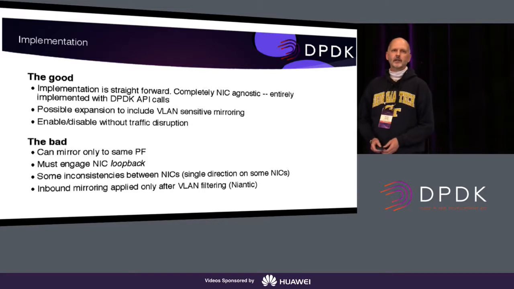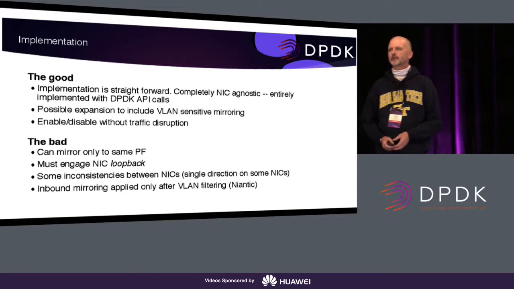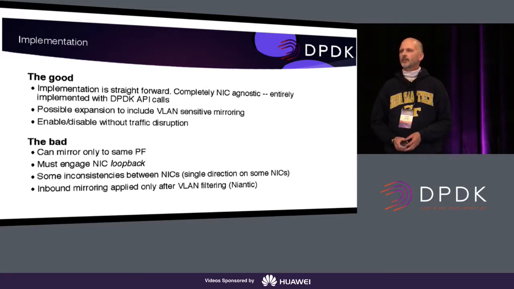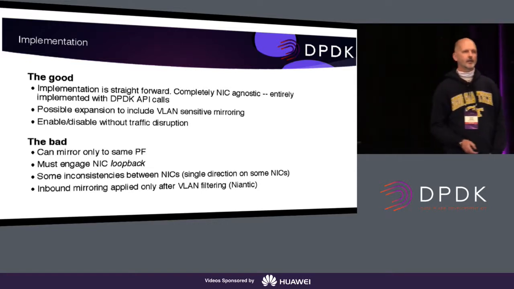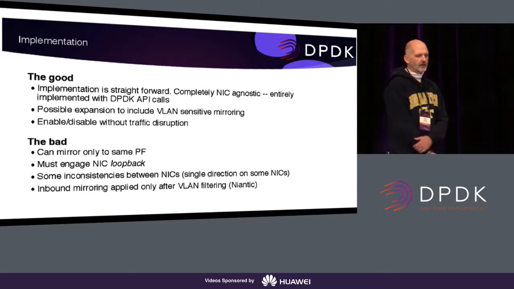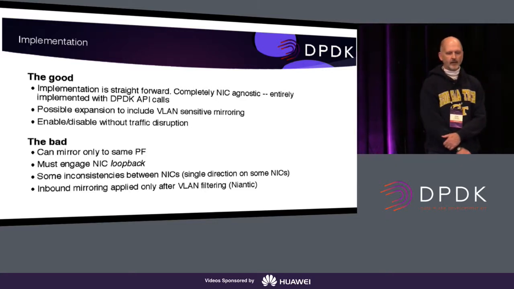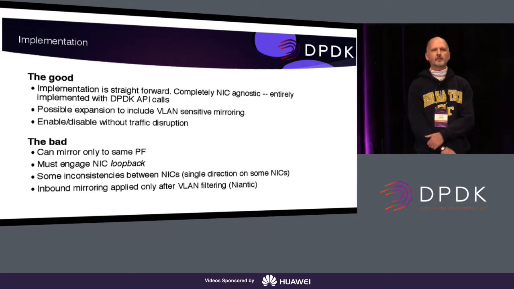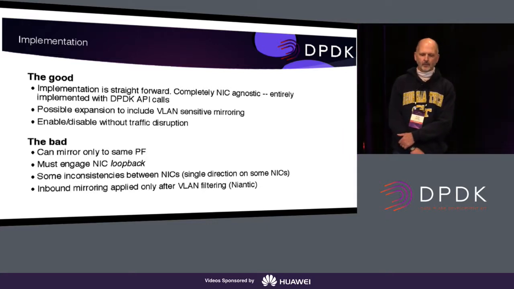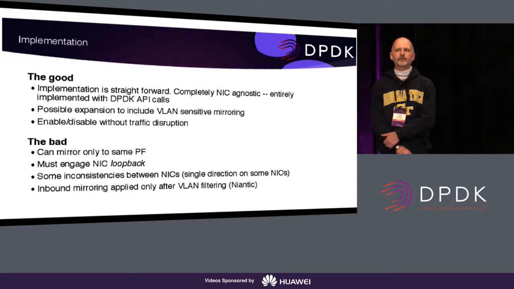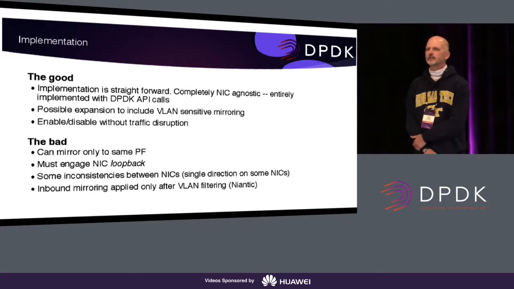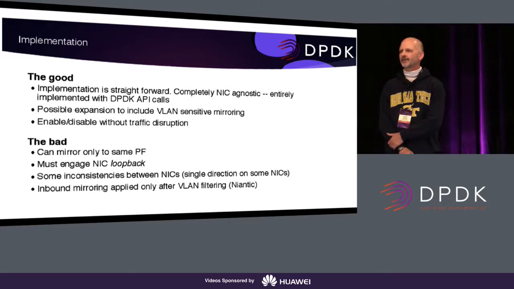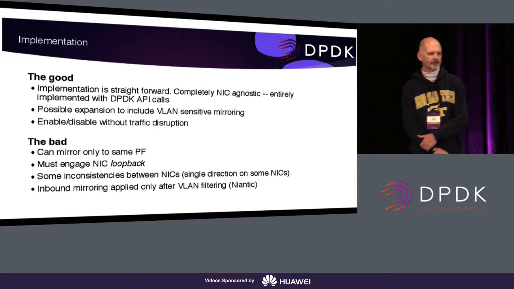And we can also enable this without any traffic disruption, which is important when we're doing some debugging in an environment that is processing production data. The bad things, though: we can only mirror traffic onto the same PF. We can only do it if we engage the loopback feature of the NIC, which our security department sees as a security issue in some cases.